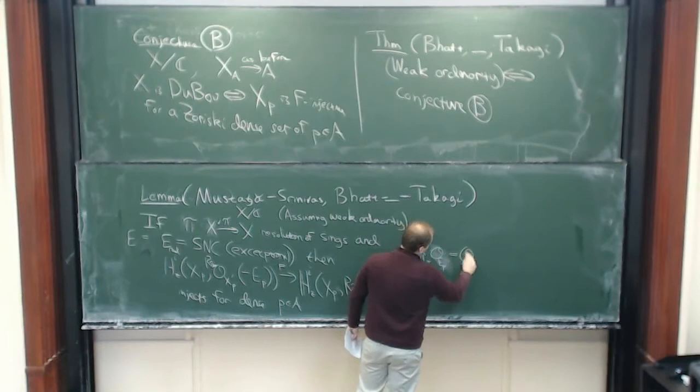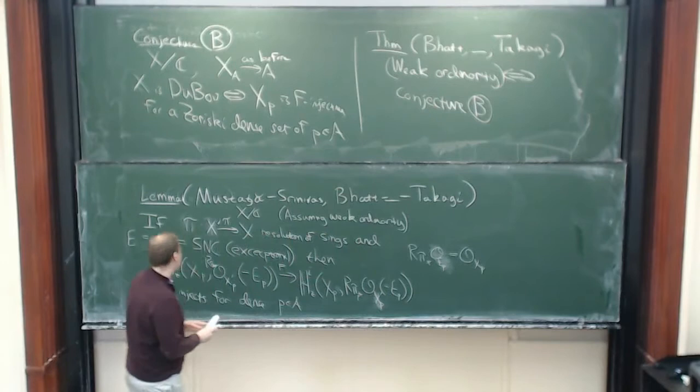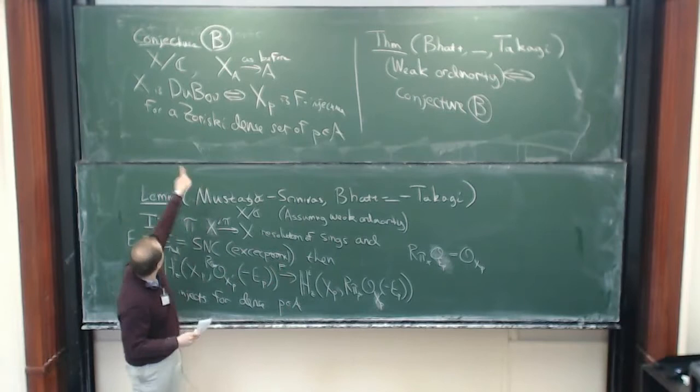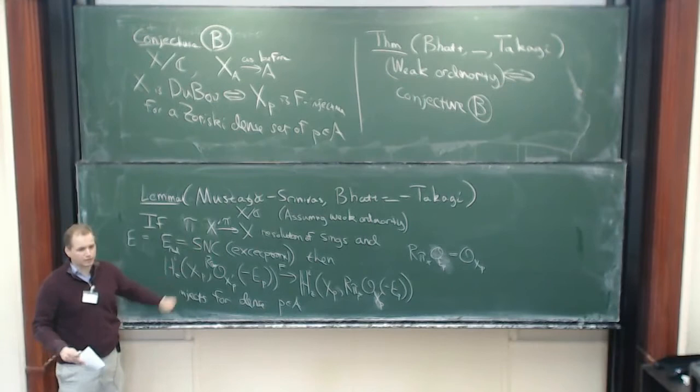So if you assume that X was Du Bois, which is the non-trivial part of this direction, then Rπ_* O_{E_p} is O_{X_p}. Then very quickly, out of some long exact sequences that I won't write down due to time, you immediately get that Du Bois implies F-injective. This really follows out of the lemma they were proving. They didn't quite phrase it this way, and they only did it for some i and not all i, but the same method works and gives you the same thing.